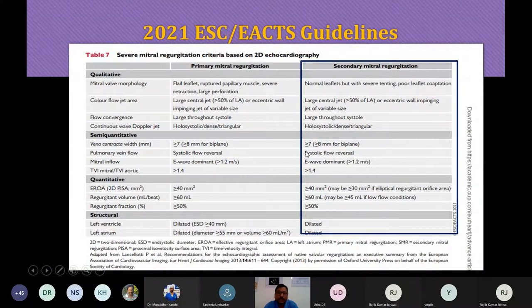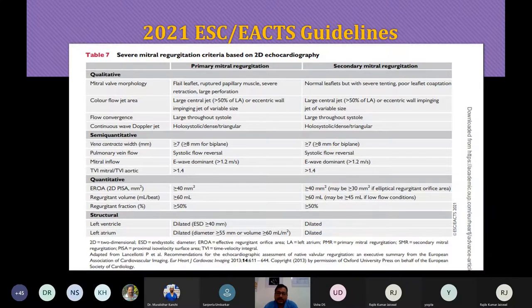Most of the criteria, like vena contracta and all, are the same, but they have added the time velocity integral of the mitral valve divided by the aortic valve TVI, and a few parameters to the existing parameters of 2017.